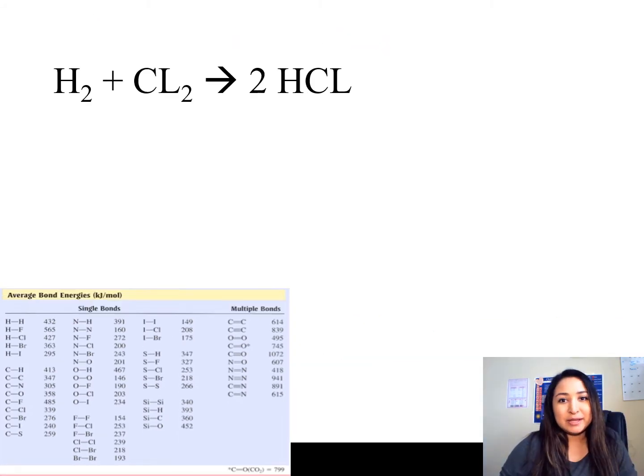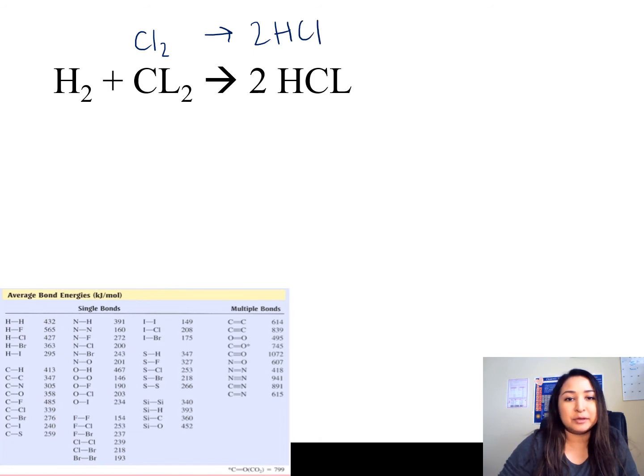Now let's try example number 2. So here we have H2 plus, this is chlorine, Cl2 would yield 2HCl. It's also chlorine. So hydrogen plus chlorine would yield hydrochloric acid. Okay, so step number 1 is to draw out our molecules.